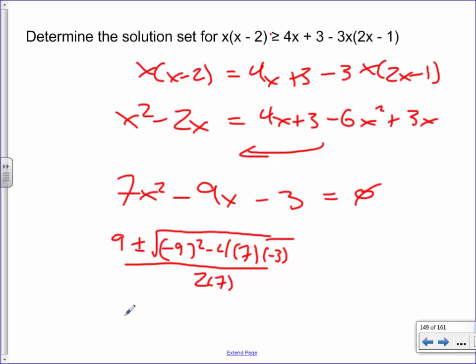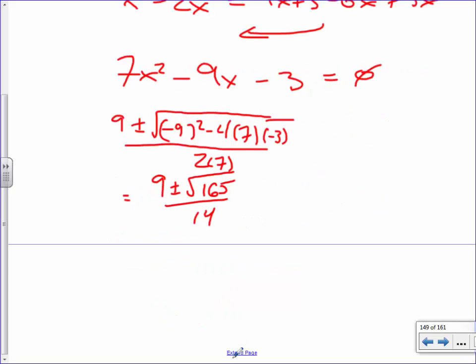It's a useful formula. Okay, I need a calculator for part of it. 9 squared is 81. 4 times 7 times 3 gives 84. Double negative means you're adding them. So we root 165. I got that: 9 plus or minus the square root of 165, over 14.